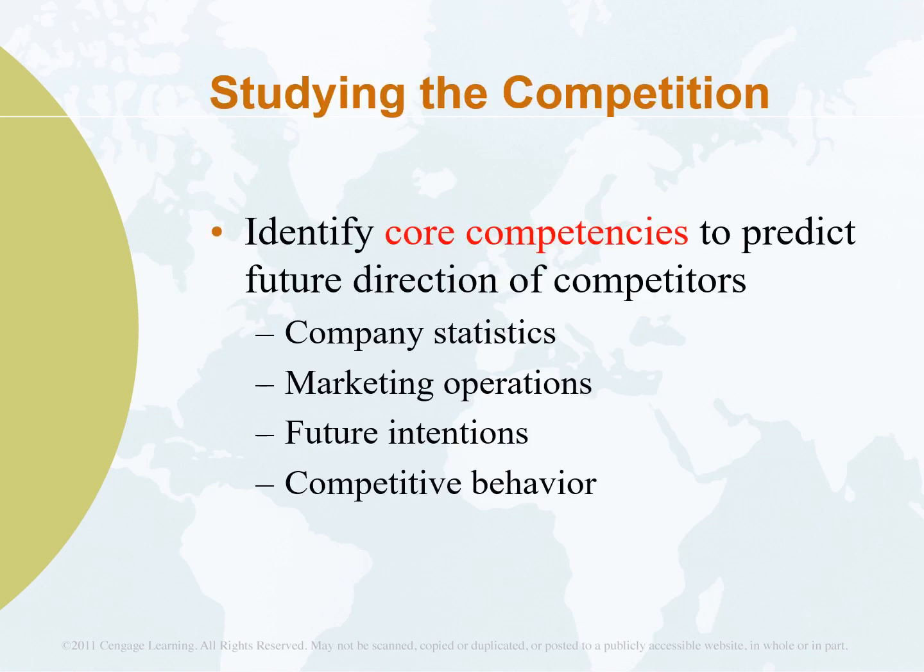Studying the competition. Let's talk about how you study the competitors in the country. Identify core competencies to predict future direction of competitors. That's what you need to do. You need to identify core competencies to predict the future direction of your competitors. You need to conduct company statistics. You need to gather those statistics, learn about their past. You need to know their marketing operations. You need to learn about their future intentions and competitive behavior. Okay?